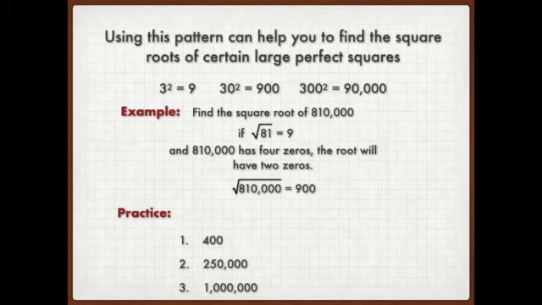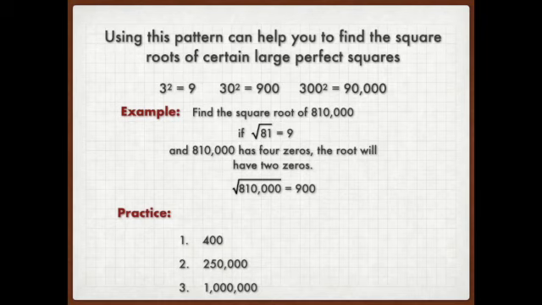Now I look at those numbers there. 810,000 has 4 zeros. The square root of that will be half of the number of zeros. So 81 is 9, and then the half of 4 zeros would be 2 zeros. Okay, so let's try and make this hopefully make sense here.